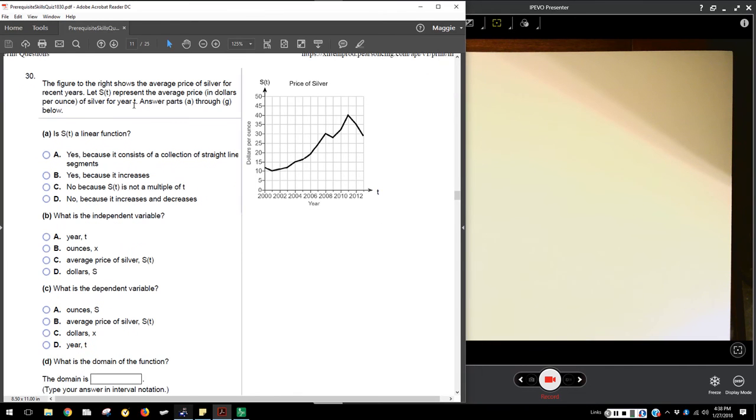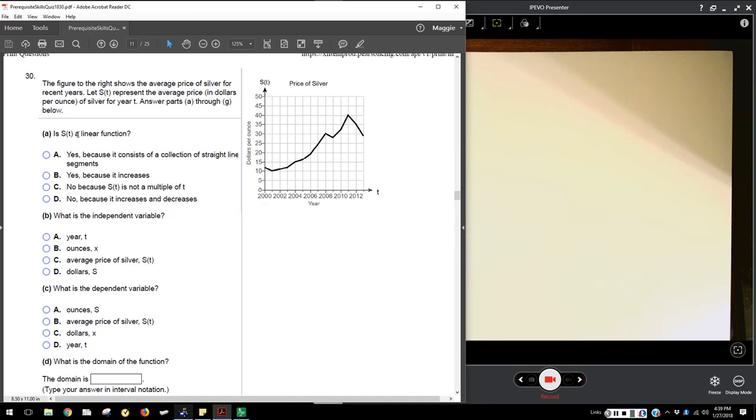Number 30 says the figure at the right shows the average price of silver for recent years, 2000 to 2012 and a little beyond. Let S of t, the function we're looking at here, represent the average price in dollars per ounce of silver for year t. Answer parts A through G. So remember, the year is t. The dollars per ounce is the units for S of t, which is the price of silver in year t.